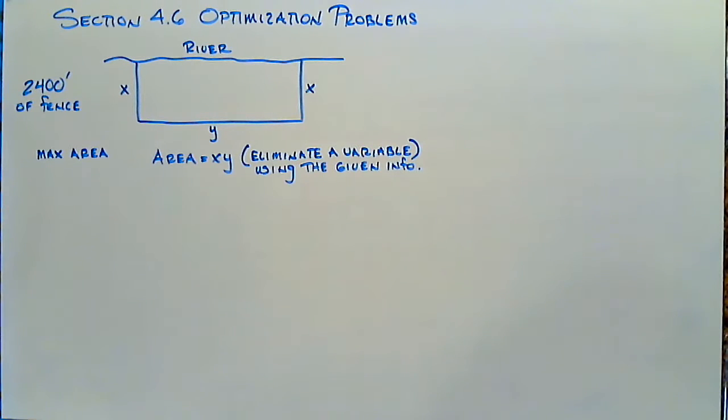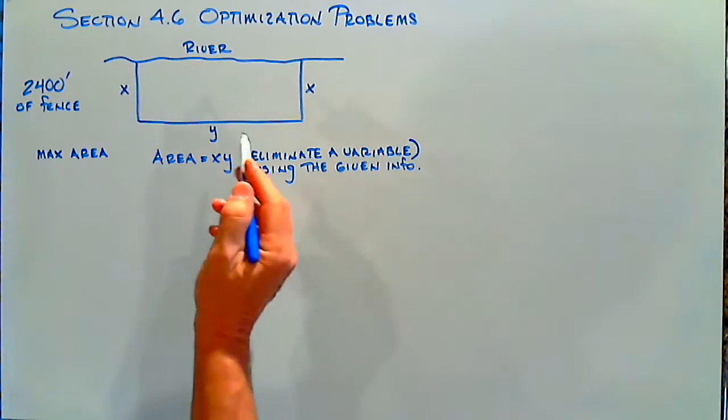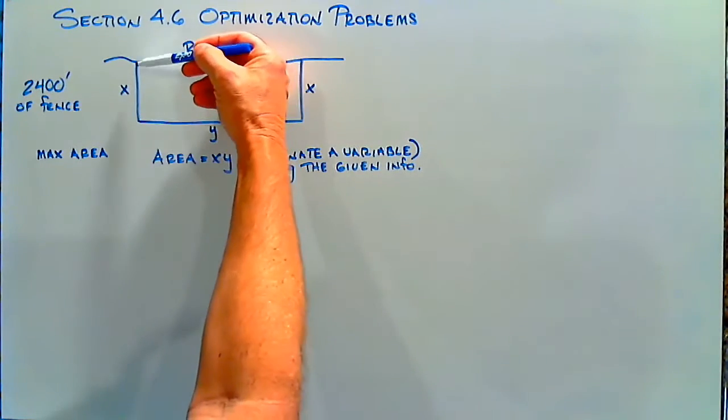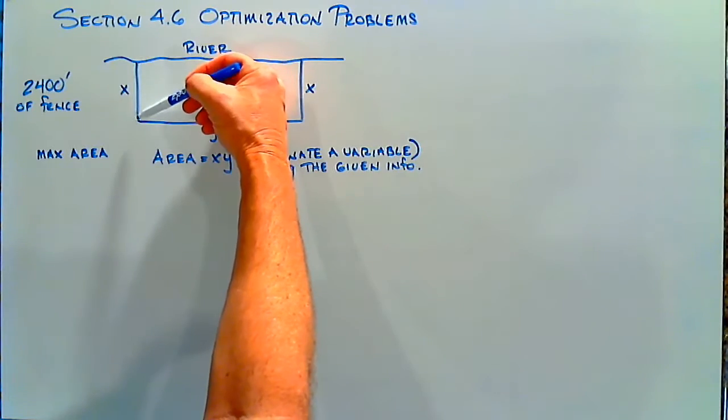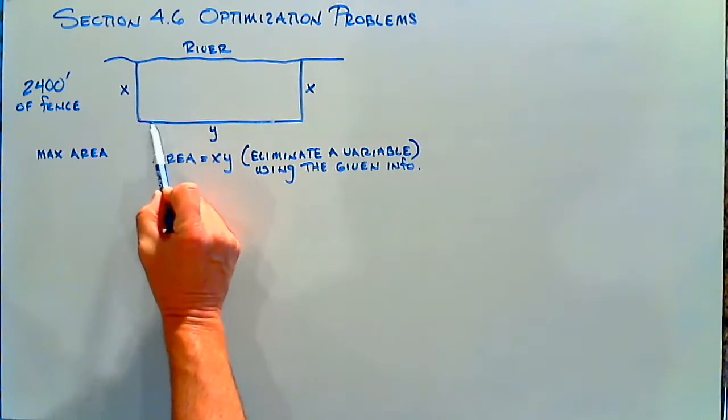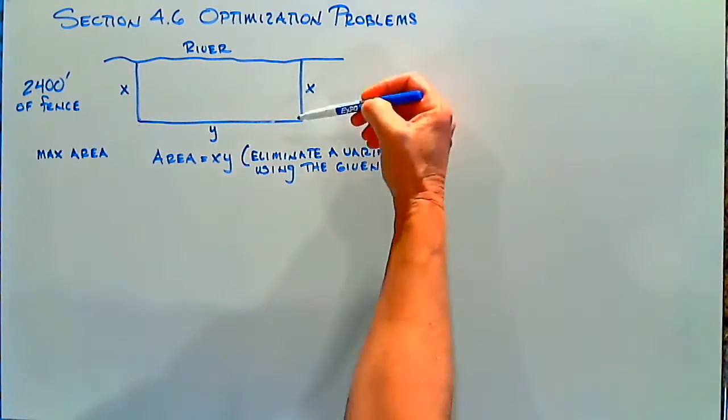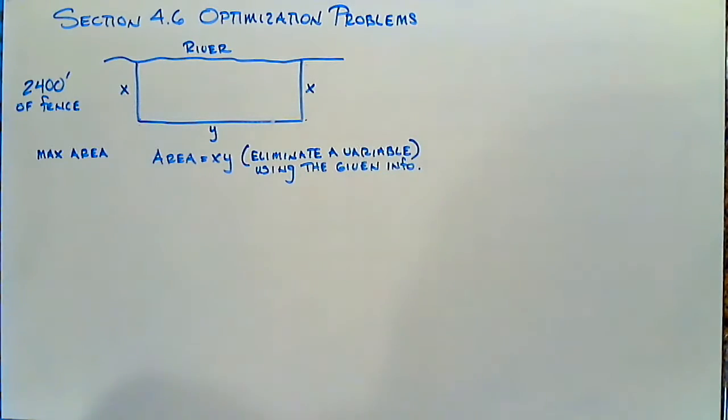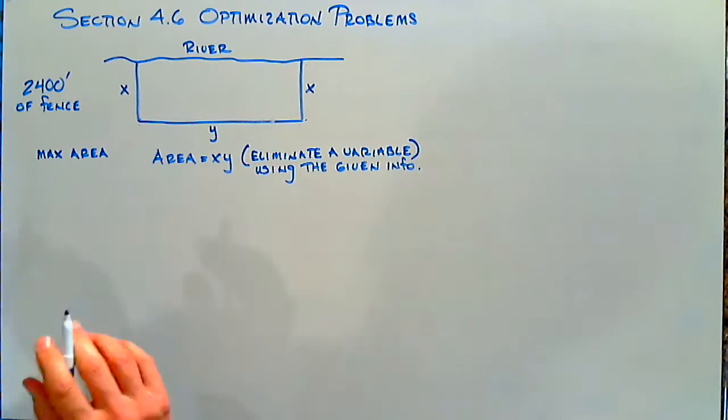We've been given a piece of information. Over here, we've been told that the amount of fence we have is 2,400 feet. If we take a look at our picture, that 2,400 feet of fence has to go from this edge of the river to this corner. Then it has to go from this corner all the way to this corner, and then it has to run back to the river. What do I mean by that?